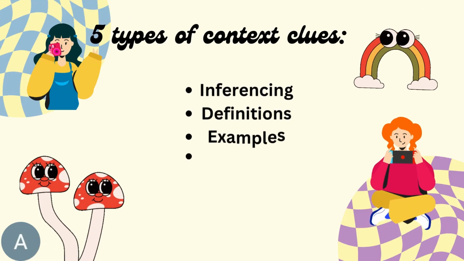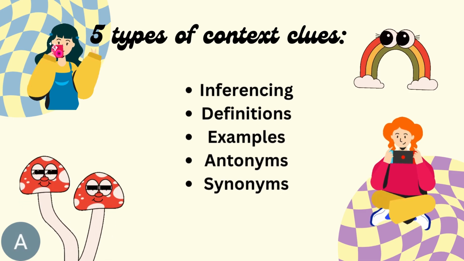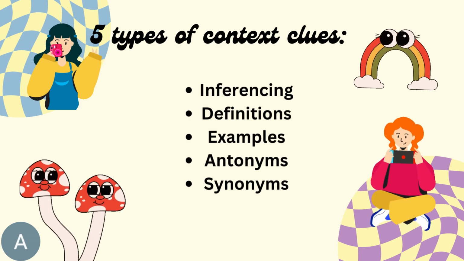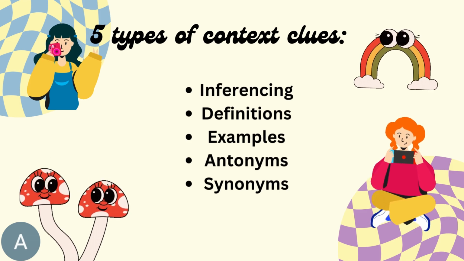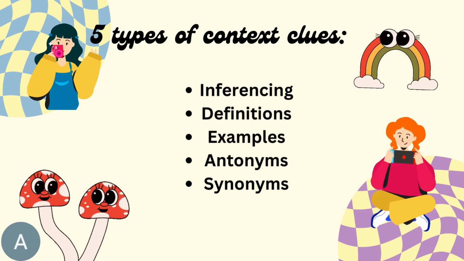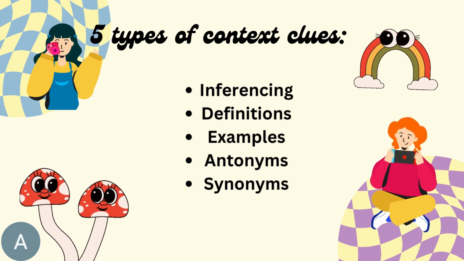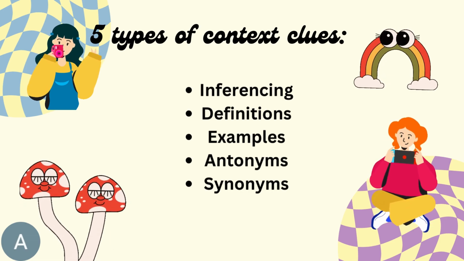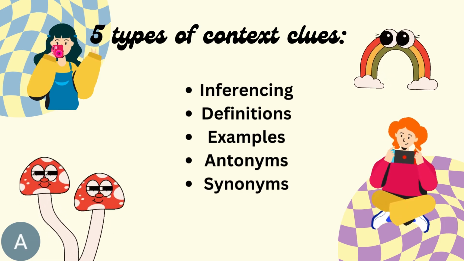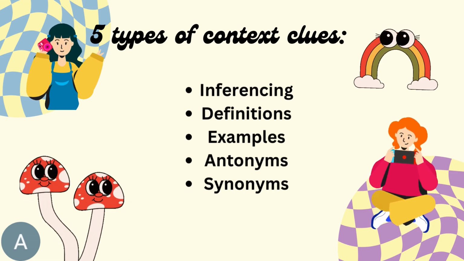In this video, we're going to talk about 5 different types of context clues. So we have different ways that you can help yourself while you're reading understand unfamiliar or new words. A strong reader can come across an unfamiliar word and use context clues in the sentences before, during, and after to help them try and figure out what that particular word means.